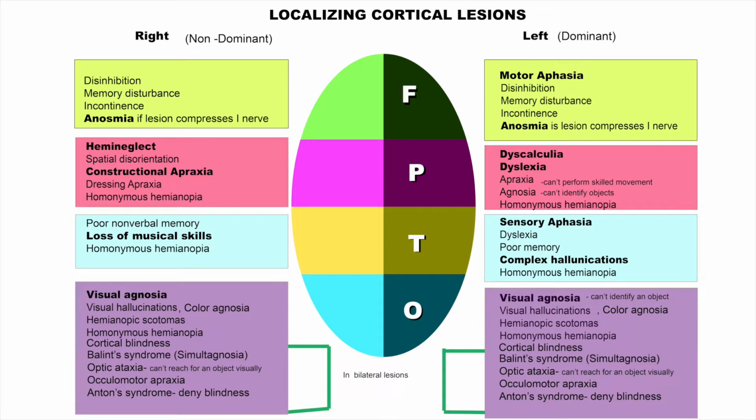The dominant frontal lobe has the same presenting signs and symptoms, but it also has motor aphasia, also called Broca's aphasia, in which the person's verbal output would be markedly reduced.